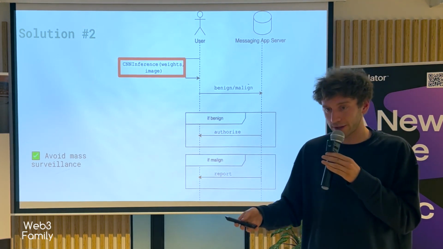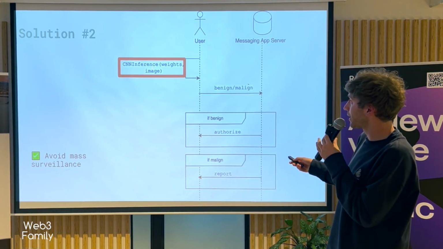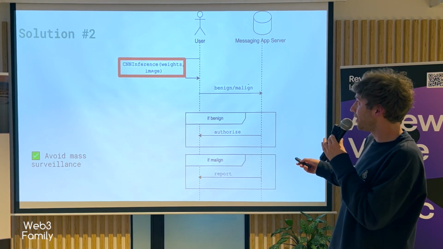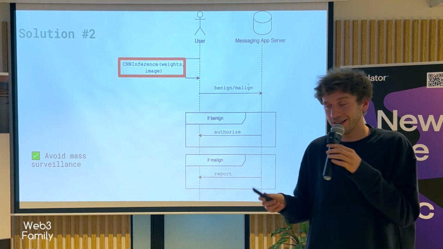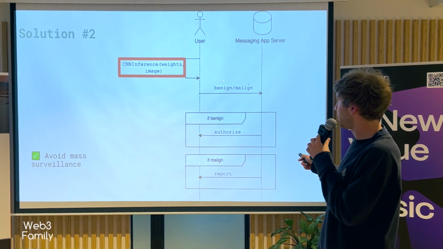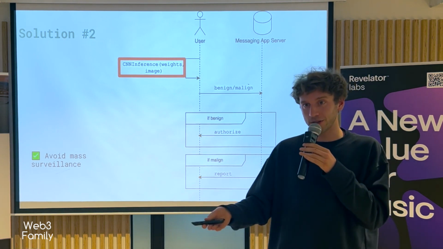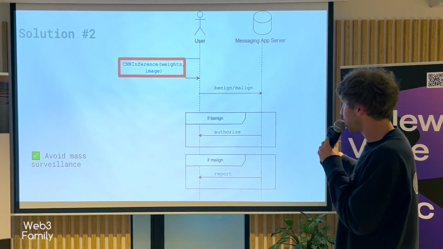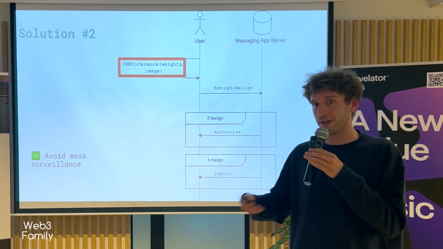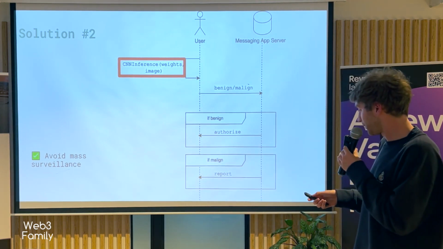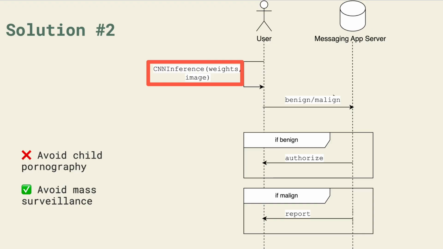Another attack that can be performed in this scenario is that the user can replace the image they are trying to send with a benign image. They run the model, it results in benign, they share that, but then when it comes to sending the image, because the messaging app has no control, they actually send the child pornography image that they want to send. So we claim that this solution doesn't avoid child pornography.